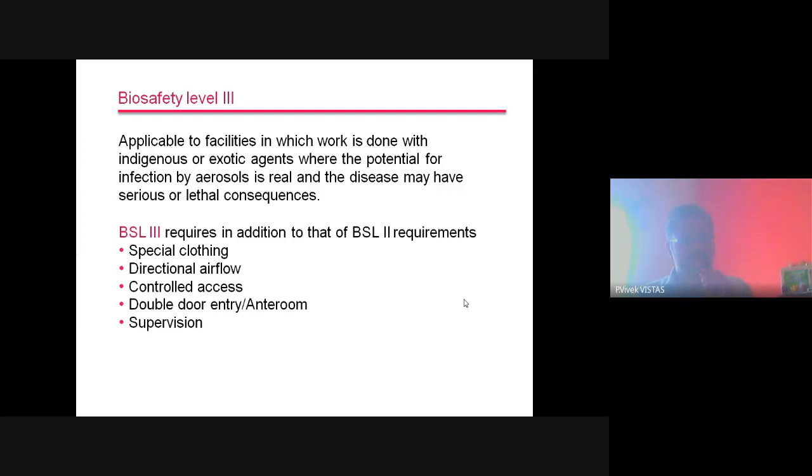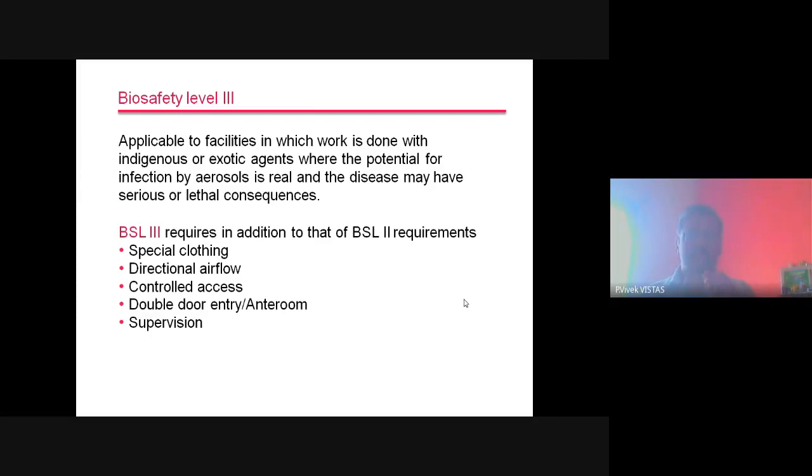Special clothing must be there, directional air flow must be there, controlled access must be there, double door entry must be there, and supervision must be strictly followed. These things are essential in biosafety level 3 because you are going to work with indigenous agents or toxic agents. These things beyond BSL 2 we need to follow. Those involved in the projects must wear special clothing while doing the experiments. Directional air flow must be adequate.